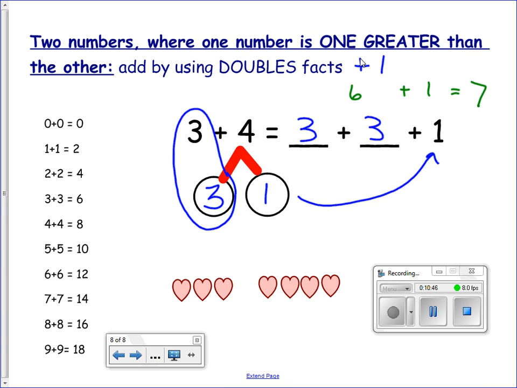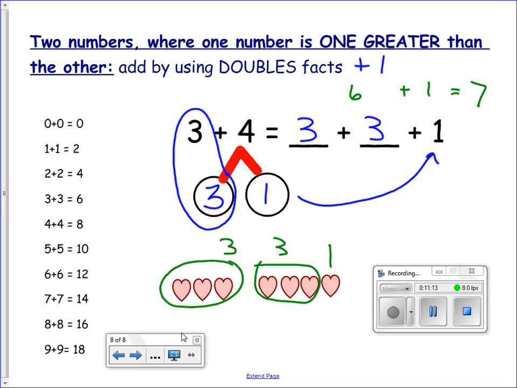Again, if filling in the cherry diagram is tricky, you can always use a picture. So 3 plus 4, I know I need to make the doubles fact of the smaller number. So I'm going to pull out 3 from the 4. So here I see another 3. So 3 and 3 make 6 plus 1 equals 7.